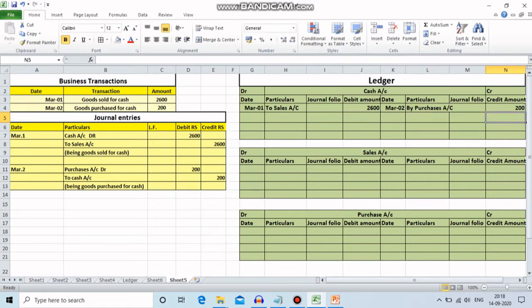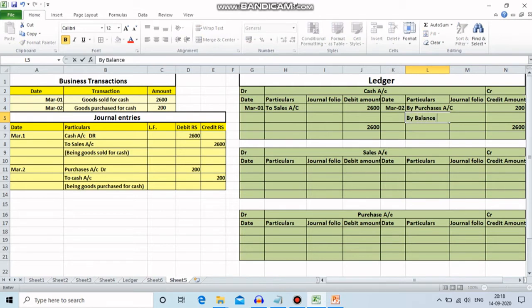As per the balancing rule, we have to consider the highest amount to balance on both sides. So I am taking 2600 on both sides. Now whichever side has the lesser amount, on that side we have to mention balance carried down. Here we are mentioning it on the credit side, so we are using "By balance carried down".